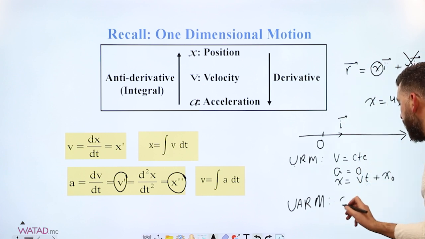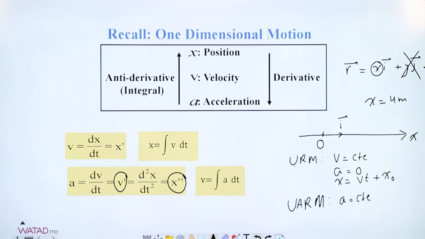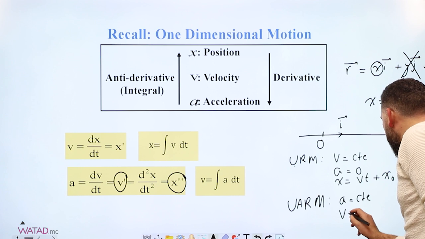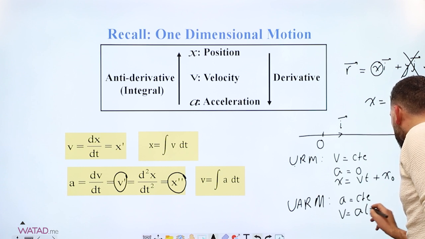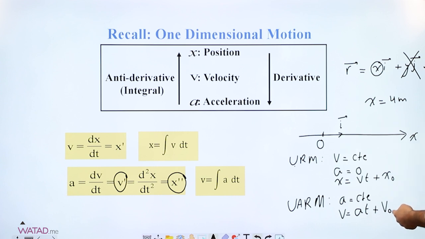For UARM, it's uniform accelerated rectilinear motion, meaning the acceleration is constant. So velocity v is equal to at plus v0. Remember that v0 is the initial velocity, the velocity at time t equals 0. If you derive this side, it becomes v prime, and on this side a is constant, so the derivative of at is a, plus v0 is constant so its derivative is 0. So a is equal to a.